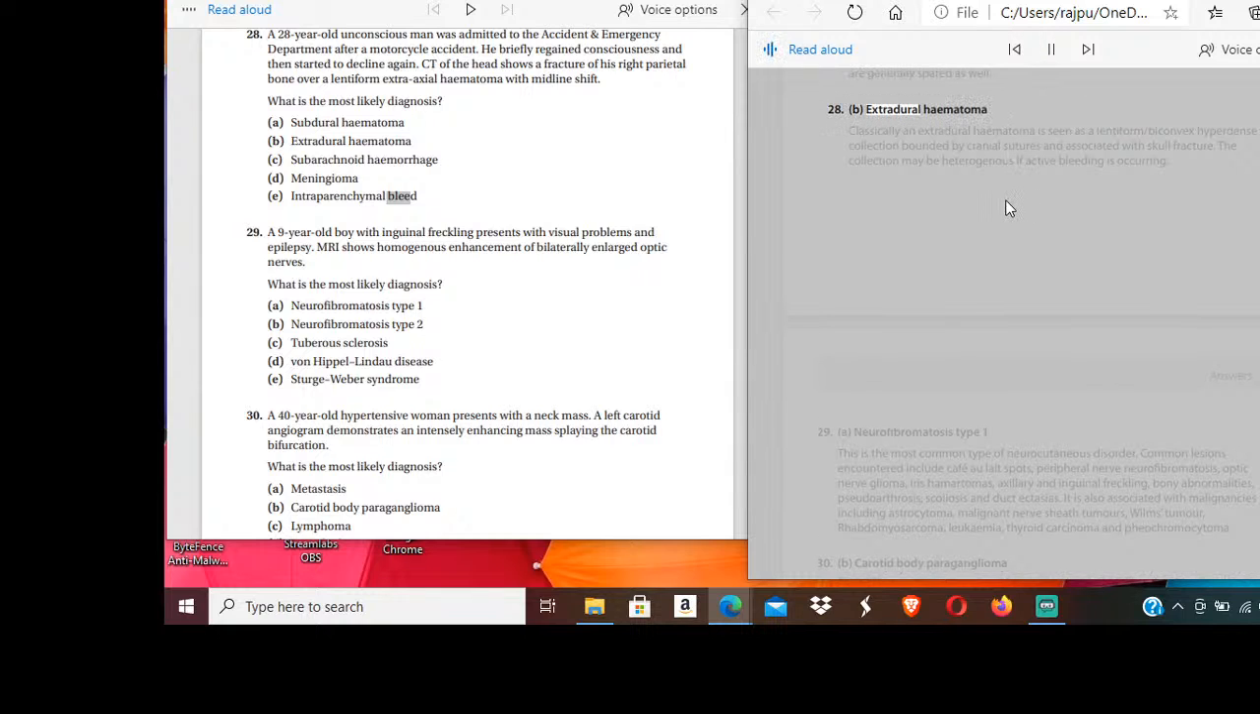28. B. Extradural hematoma. Classically, an extradural hematoma is seen as a lentiform, biconvex hyperdense collection bounded by cranial sutures and associated with skull fracture. The collection may be heterogeneous if active bleeding is occurring.